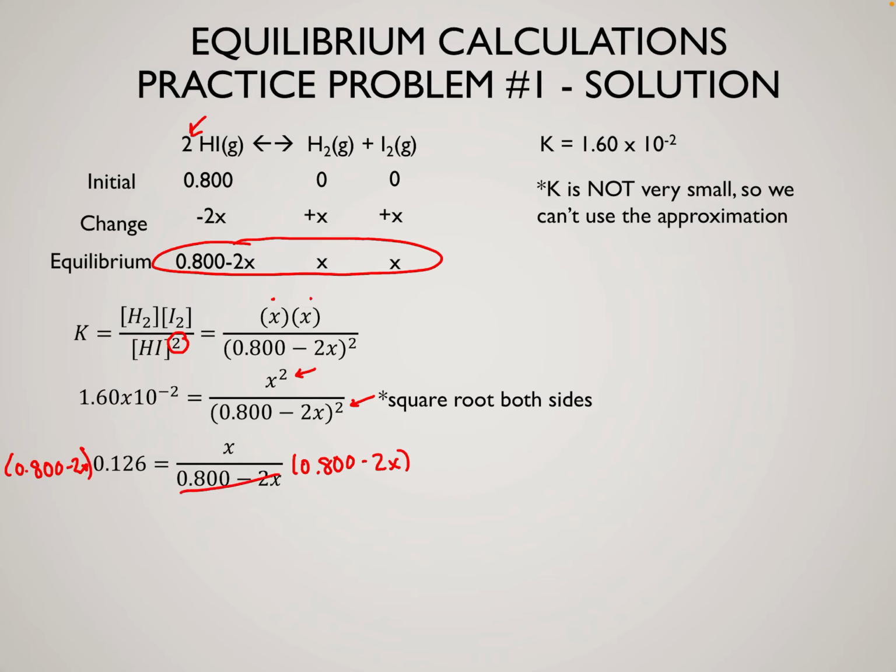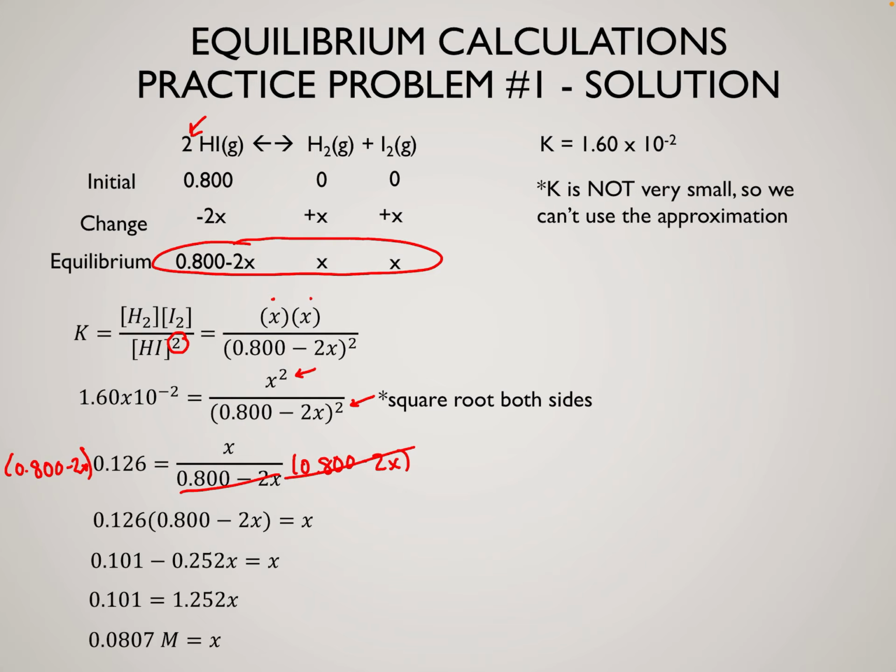And when we do that, these cancel out. So then we're just going to be left with x on that side. So then we can distribute that 0.126 in, combine our x's, and then divide both sides by 1.252 to get our value for x. Okay, so I'm going to let you go through that algebra if you'd like, but it's just solving for x.